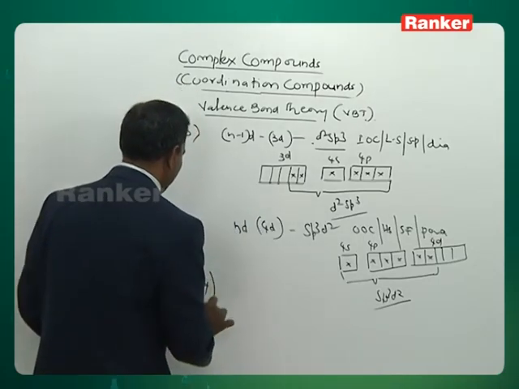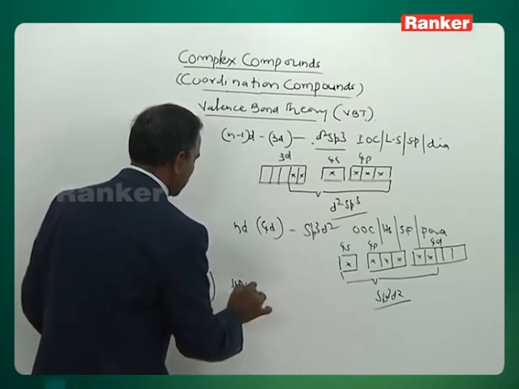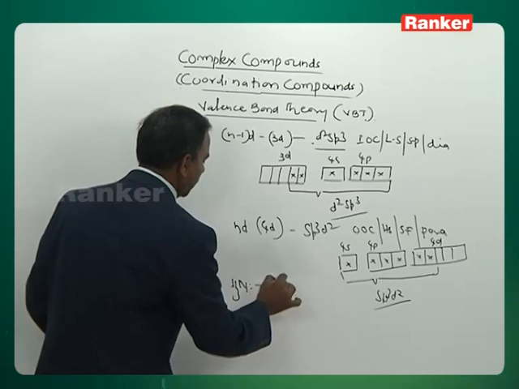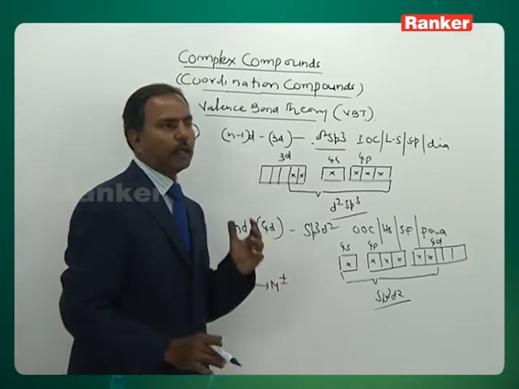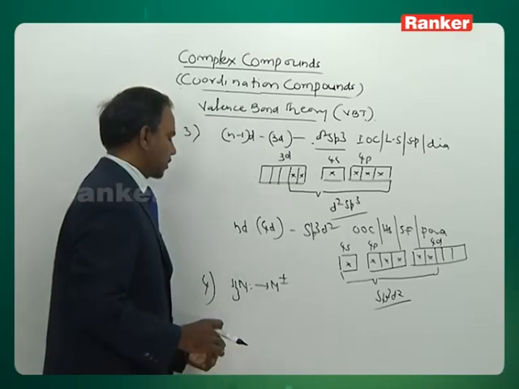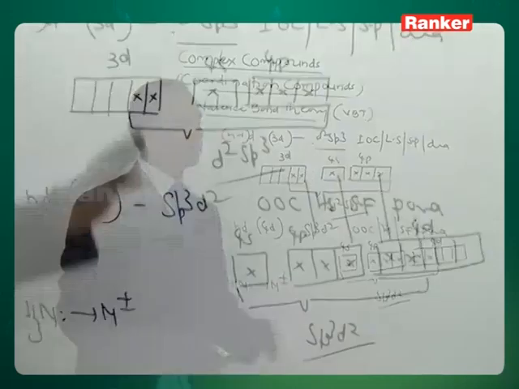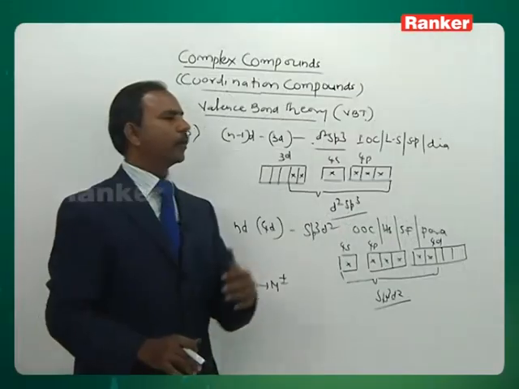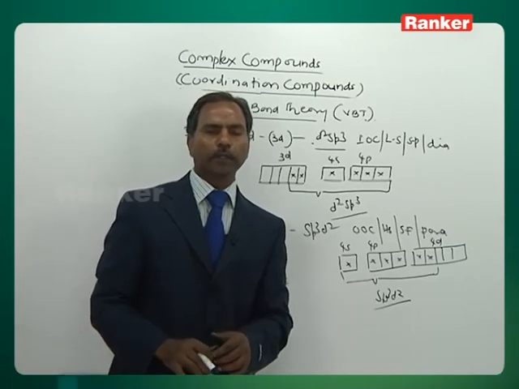Next, the last postulate we can say, according to this particular theory, a ligand molecule should carry at least one lone pair of electrons for bonding. These are some important postulates of this valence bond theory.